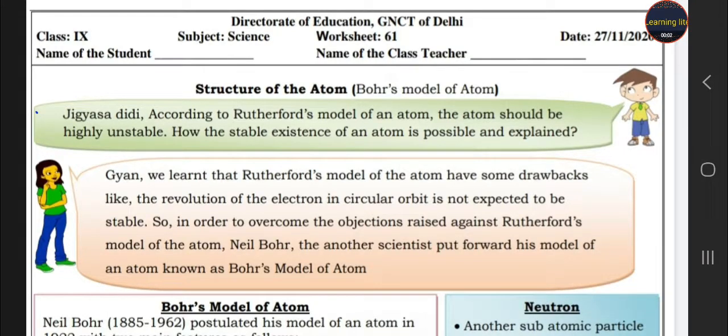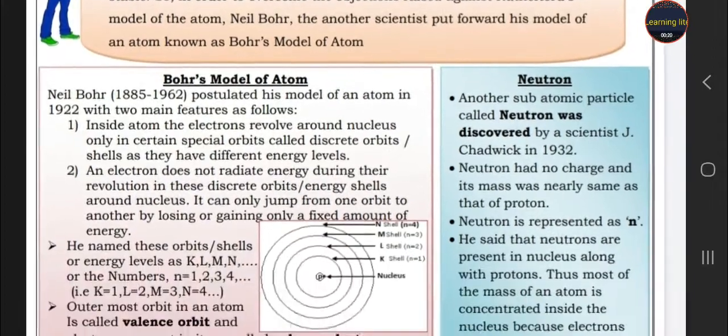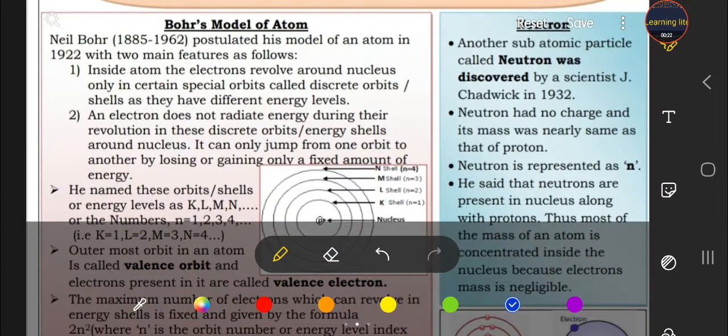Hello students, today we are here with our worksheet number 61, class 9, subject science, and today we discuss the Bohr's model of atom. What is the Bohr's model of atom? It is given by Niels Bohr in order to overcome the objections raised from the Rutherford model. Let's see what the Bohr's model of atom is.